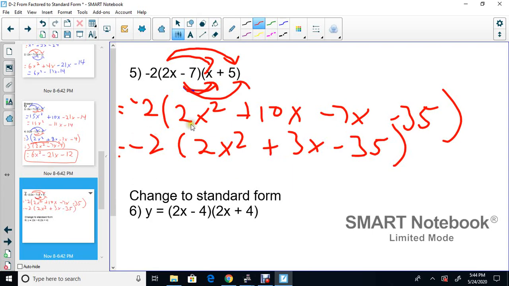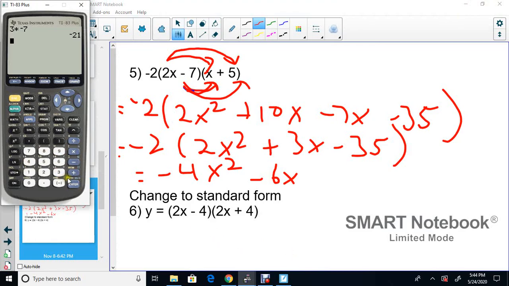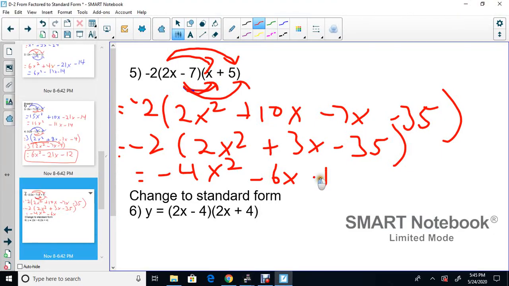Now everything gets multiplied by negative 2. So they all are going to change signs. So the first one, negative 2 times 2 is negative 4x squared. Then it's negative 2 times 3. That's negative 6x. We're just doubling. Double of 2 is 4. Double of 3 is 6. Now double of 35. So now I need my calculator here. Negative 2 times negative 35. Oh, it's positive 70. So then you put plus 70. And that's our final answer.